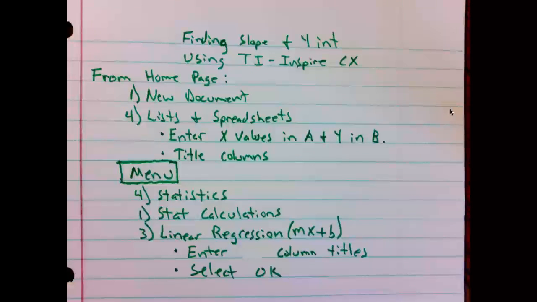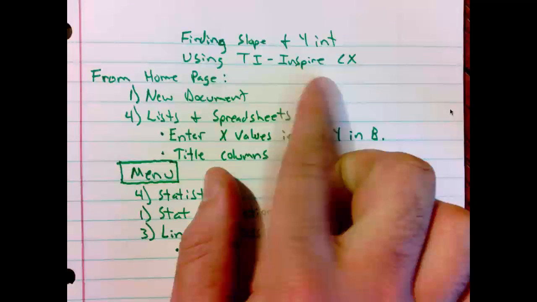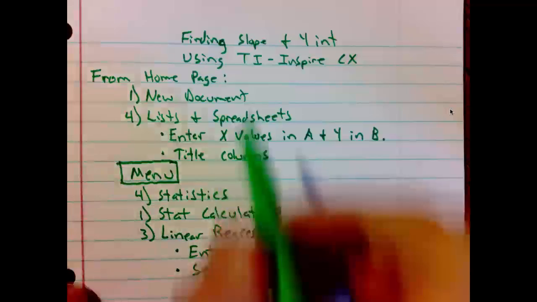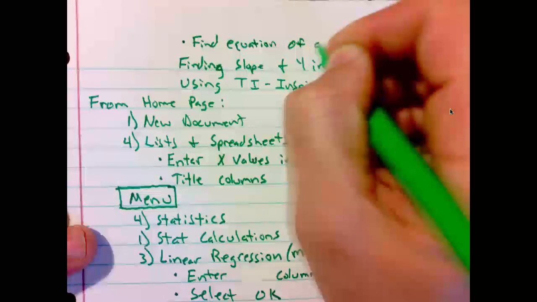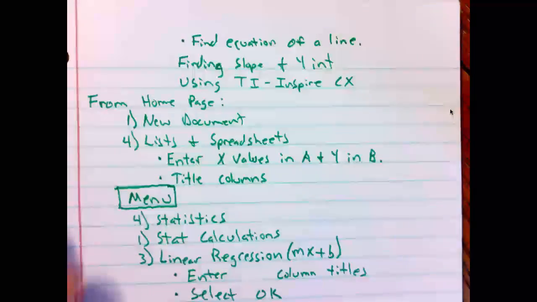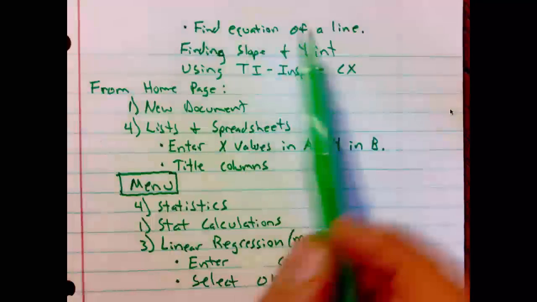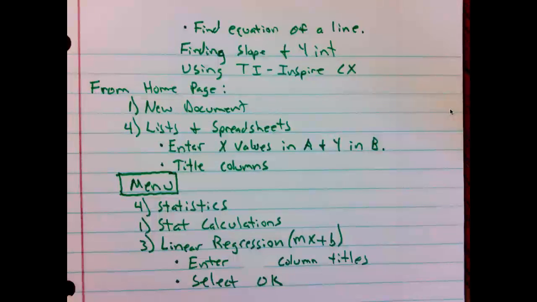In this video, we're going to be using our TI-Nspire CX calculator to find the slope and y-intercept. Obviously, if we find the slope and y-intercept, we have found the equation of a line. So in this video, we will be finding out how to find the equation of a line, find slope or y-intercept, or also perform what's called a linear regression.